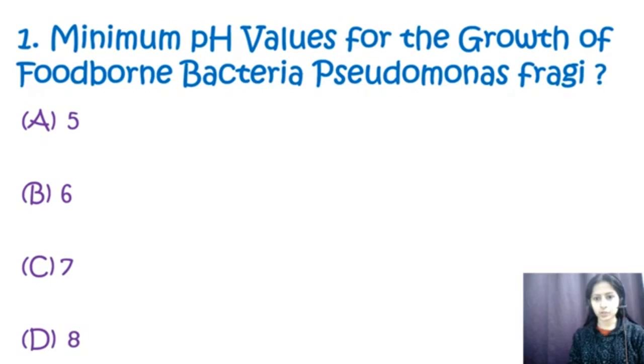Foodborne bacteria Pseudomonas fragi. Options are pH 5, pH 6, pH 7 and pH 8. So what is the minimum pH value for the growth of this foodborne bacteria? It's actually option number A, that is pH 5. So this Pseudomonas fragi, it's a gram-negative saccharophilic bacteria, and even this bacteria is responsible mainly for the spoilage of dairy products. So here my correct option will be option number A, that is pH 5.